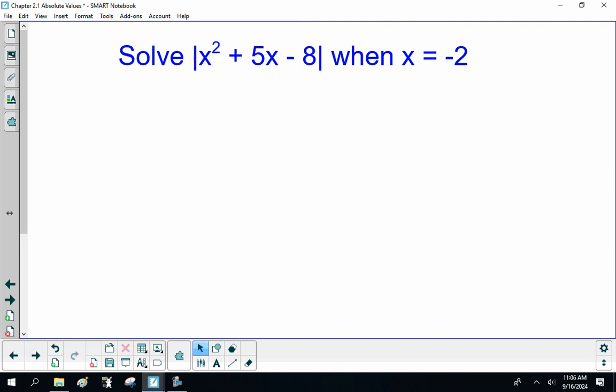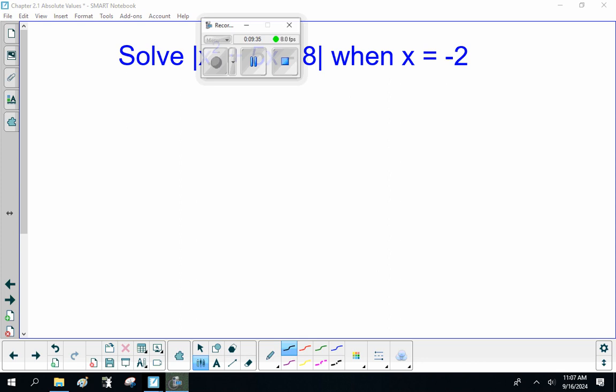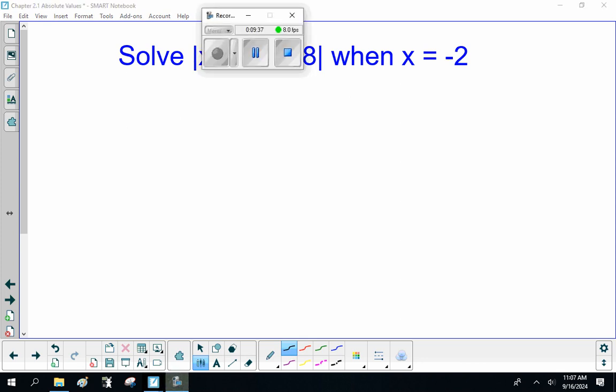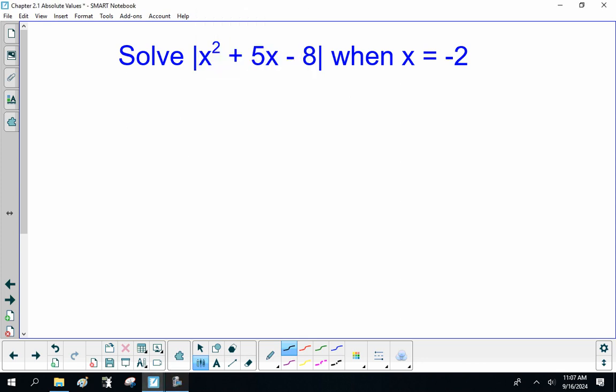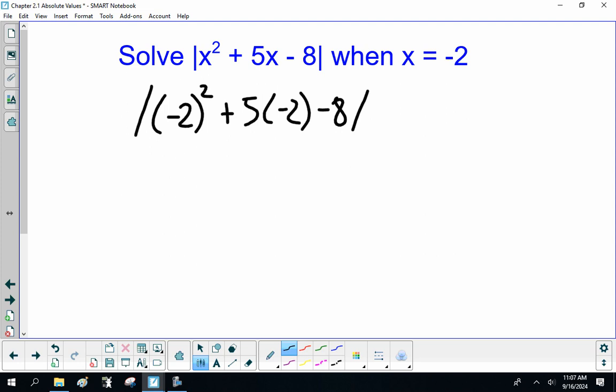Now, a couple of other examples. Solve the absolute value of x squared plus 5x minus 8 when x equals minus 2. Well, here, you replace x with minus 2, and then you solve. So this is the absolute value of minus 2 squared plus 5 times minus 2 minus 8. Every time I see x, I replace it with minus 2, and I solve.